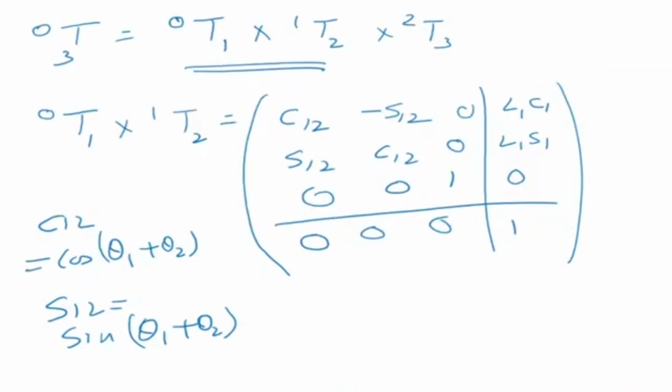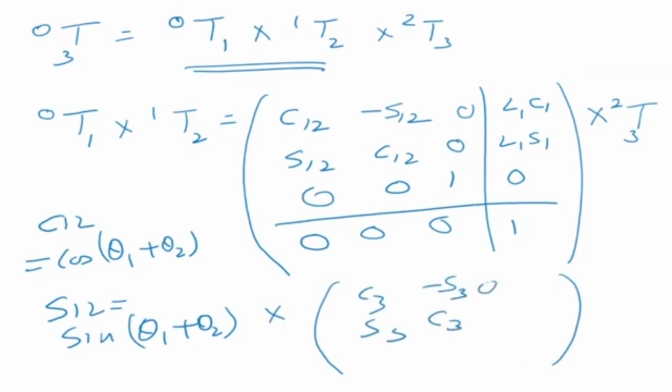So multiply these matrices and this is what you'll get. Now I need to multiply this matrix into T3 to 2. What was the matrix 3 to 2? It was cos 3, minus sine 3, cos 3, 0 0, 1, 0 0, 0 0 0 1 here, and this is L2 0 0. This is what it was.